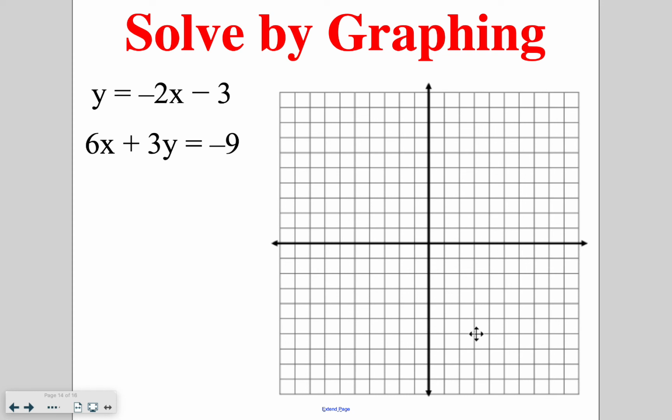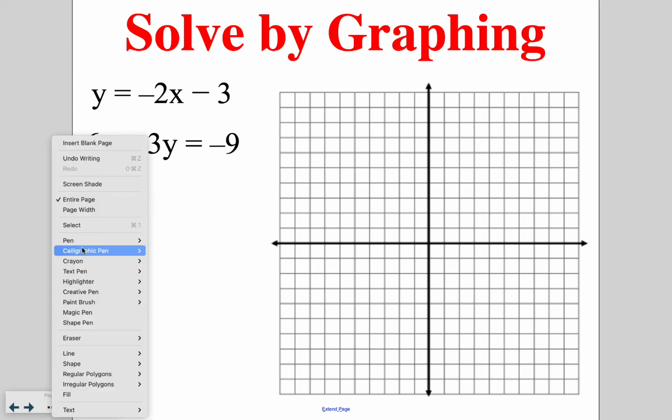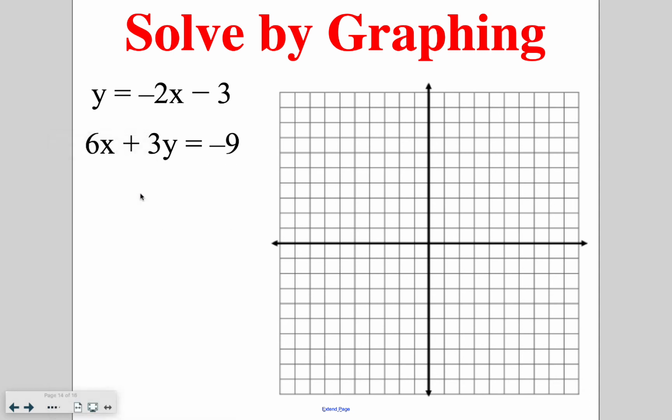Sometimes you're going to have to do some rearranging before you graph. So with this first equation, it is already in y = mx + b form. So I can start by graphing (0, -3), so down 3. And then my slope of -2 over 1 tells me to go down 2 and right 1.